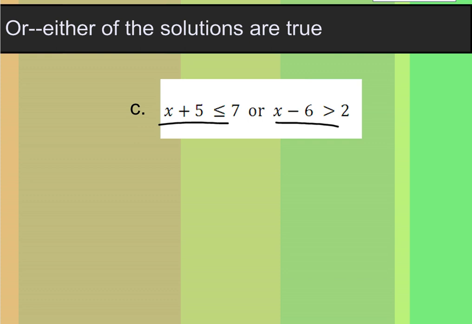So if I subtract 5 here, subtract 5 here, x has got to be less than or equal to 2. Or add 6, x has got to be greater than 8. So now, that is my ranges. So I've got to do both of these.